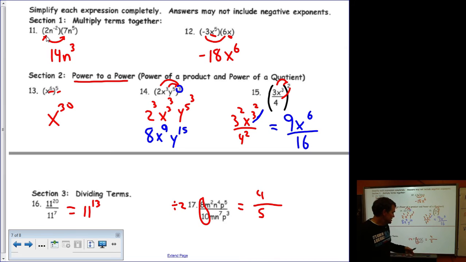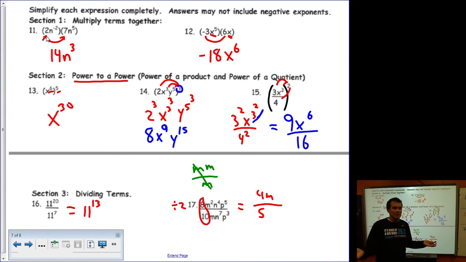Then we take each variable separately, and we cancel out the common variables. I have 2 m's on top, and I have 1 m on the bottom. So when I go to cancel that out, I would be left with 1 m on top. Right? You're always going to end up with a variable either on top or bottom, wherever there's more of them. With the n's, I have more n's on the bottom. Right? So I'm going to end up with n's on the bottom. The only question is how many.